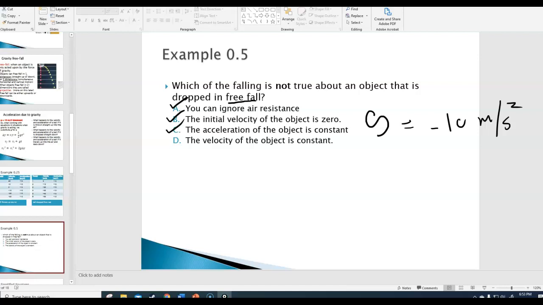Okay, so the correct answer is D. The velocity of the object is constant. There's no possible way that could be true for an object in free fall, because if it's accelerating, that means its velocity can't be constant, because acceleration is how fast your velocity is changing. Okay, so the acceleration due to gravity, negative 10 meters per second squared, that means for a falling object, every 1 second, the velocity changes by negative 10 meters per second. Okay, so velocity is definitely not constant for an object in free fall.